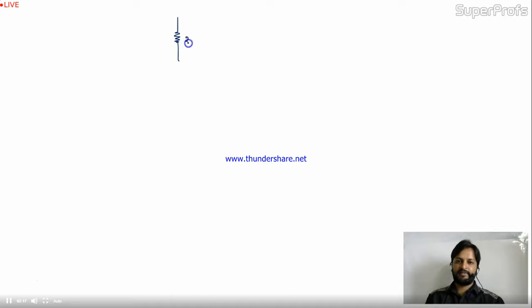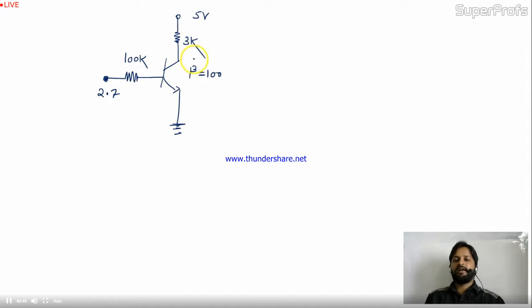I'll draw it in 15 seconds. This is 3K, 5 volt, emitter grounded, okay, fine. This is 100K, and this is 2.7. Is it okay? Beta for this circuit is given as 100. And they are asking to find out this V0. This is the question. Now how will you proceed?